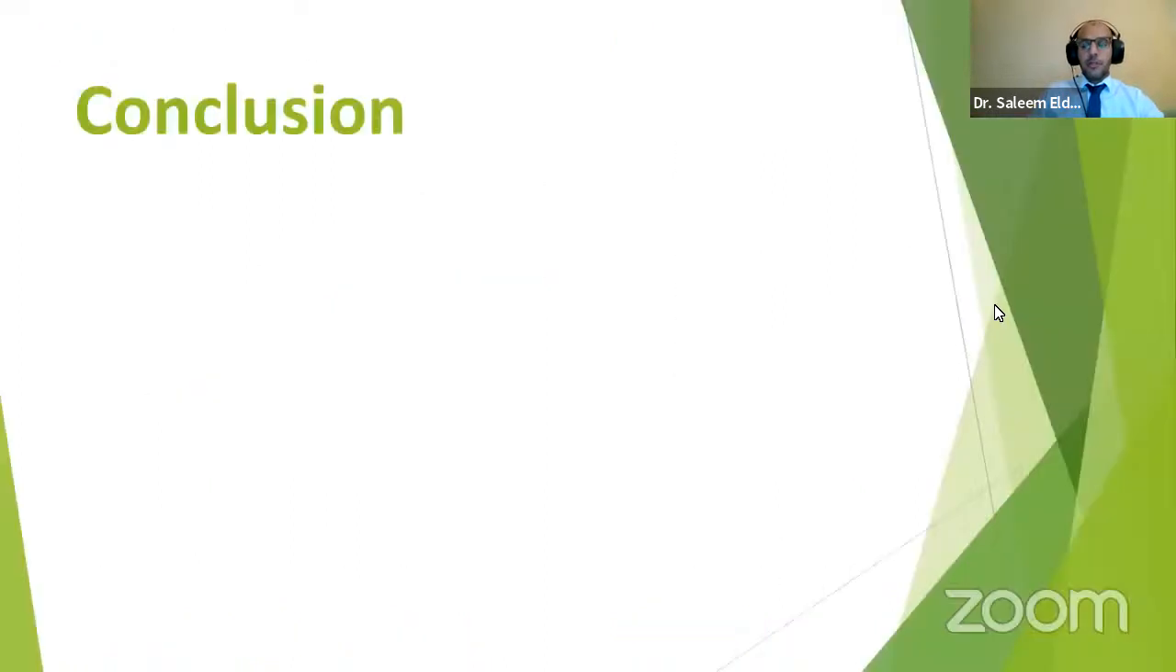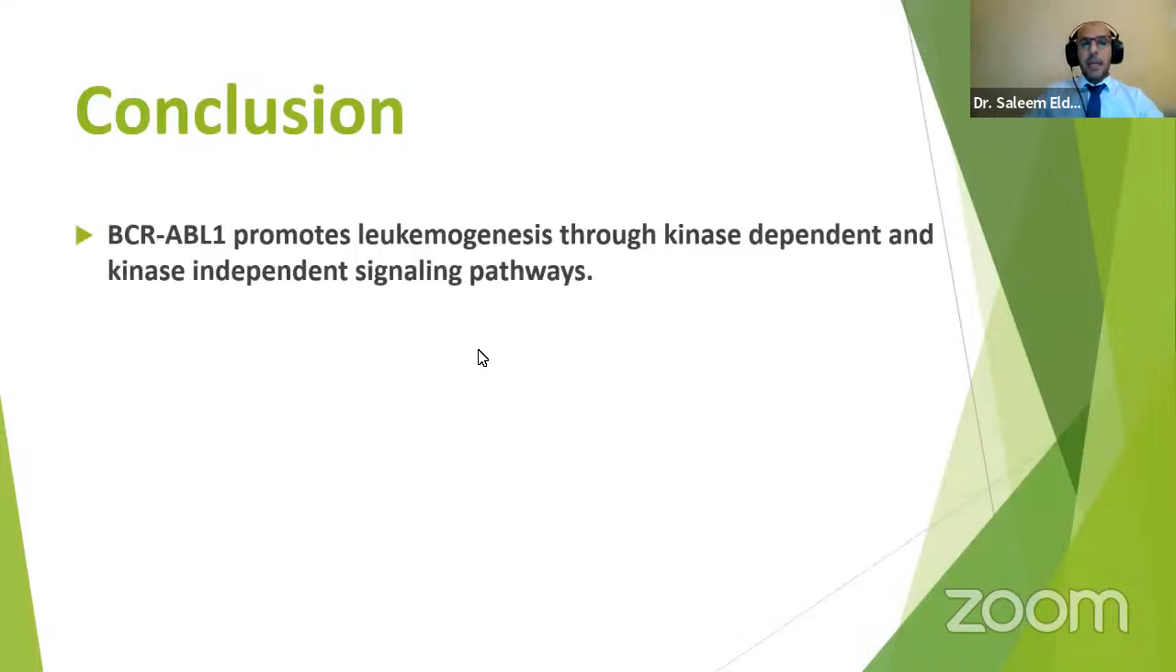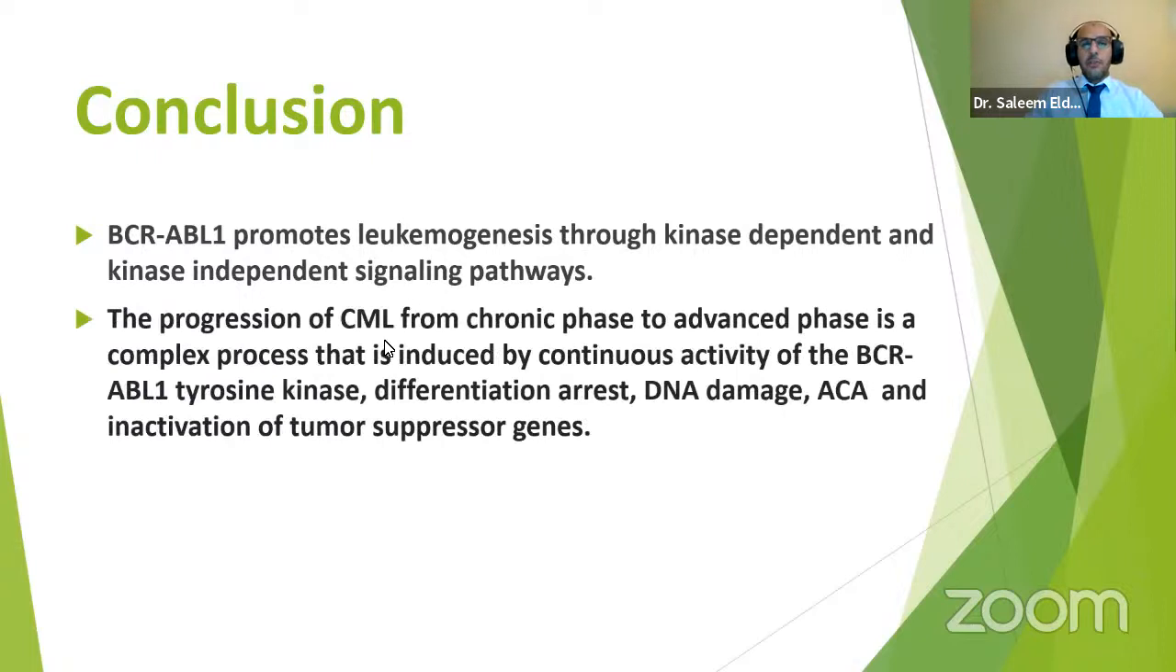So in conclusion, I would like to say that BCR-ABL promotes leukemogenesis through kinase-dependent and kinase-independent signaling pathways. The progression of CML from chronic phase to advanced phase is a complex process that's induced by continuous activity of the BCR-ABL tyrosine kinase, differentiation arrest, DNA damage, additional cytogenetic abnormalities, and inactivation of tumor suppressor genes.